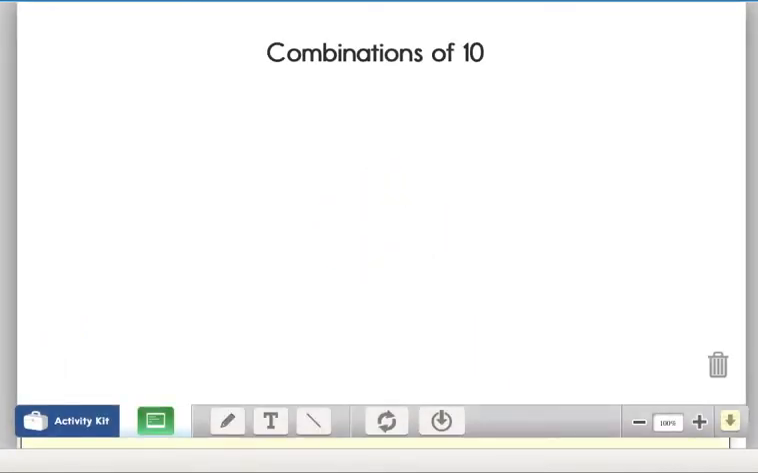All right, fantastic, friends. I'm glad to see all those pictures. You did a wonderful job. So let's go over some of those combinations of 10.